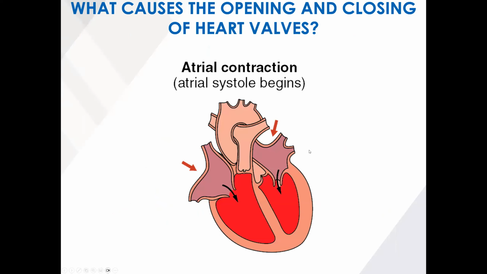All right, what causes the opening and closing of heart valves? So if you needed to open your semilunar valves, what would make that happen? Yeah, so pressure would be the big thing that would cause that, right? So pressure pushes open the semilunar valves and allows for blood to pass through. Pressure is what pushes the AV valves closed.